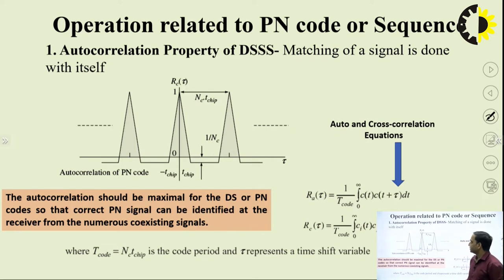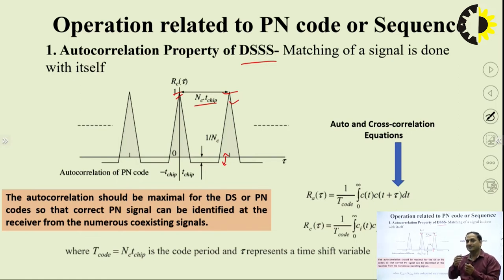There are some properties of the PN code, the first of which is the autocorrelation property of DSSS, the direct sequence spread spectrum, which is used for matching the signal with itself, right? So it shows that there is an autocorrelation. This is one PN sequence, and this is another PN sequence. The autocorrelation over this duration must be NC into T chip. In normalized form, this value is 1, and this portion is 1 upon NC. So this autocorrelation should be maximal, right? When we have the maximal autocorrelation, the value we get after normalization will be perfect.